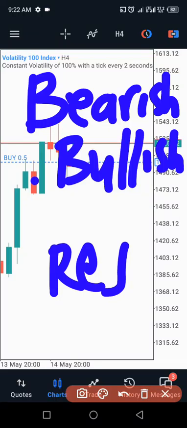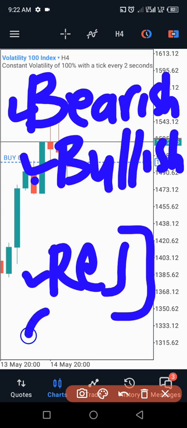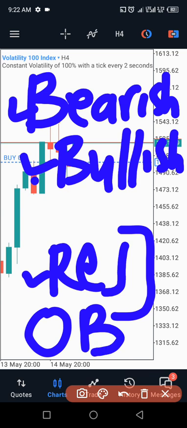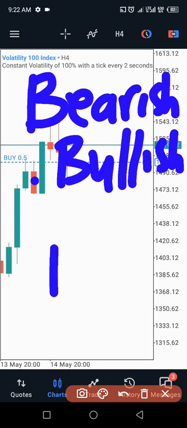So in today's video we'll be looking at the bearish bullish rejection strategy. If you've noticed what a rejection is, today we'll be talking about how to combine the bearish and bullish rejection strategy together with our order block. If you've been following me for a while now, then definitely you will know what an order block is, and also what a rejection is. I'll go ahead now and show us how to use this strategy. Remember, it's a combination of the bearish and the bullish rejection strategy together with the order block.